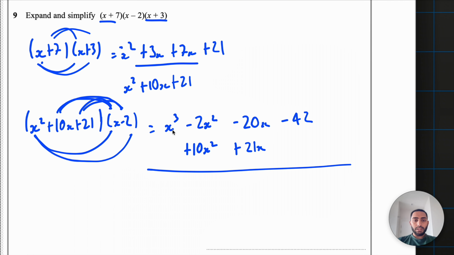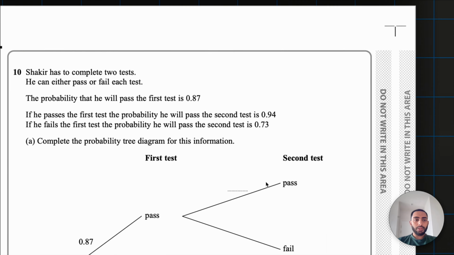Just need to combine these, and you can see I've got 4 and 2, so altogether there's 6 terms. x cubed add nothing is x cubed. Negative 2 add 10 is plus 8x squared. Negative 20 add 21, that would be plus 1x. We would write it as plus x, and then minus 42. That's my final answer.